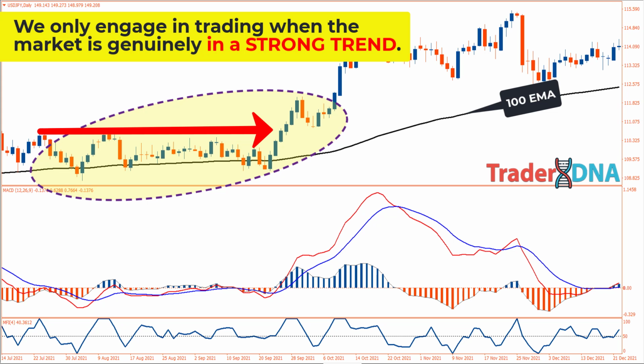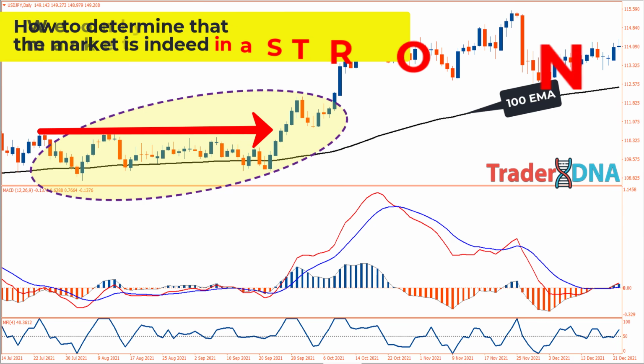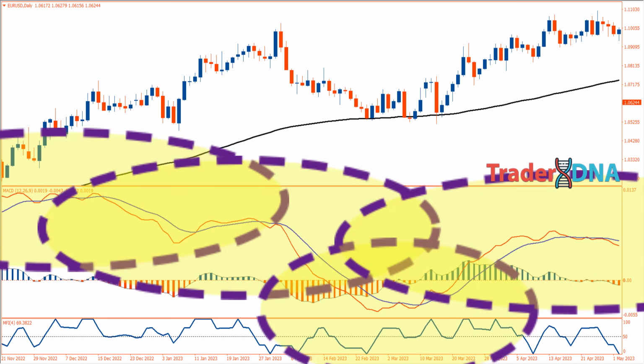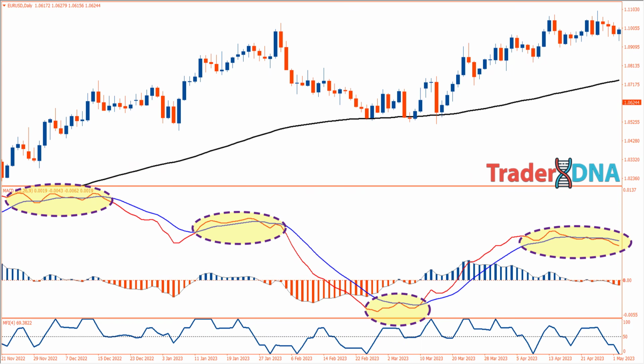Alright, I will now explain how to determine that the market is indeed in a strong trend. One of the easiest ways to determine that the market is in a strong bullish trend is by using the MACD indicator. As I explained earlier in this video, when the MACD line and the signal line move apart from each other, it signifies a strong market trend. Conversely, if the MACD line and the signal line converge and move sideways, it indicates a weak market trend, which implies a lower probability of success when opening positions.